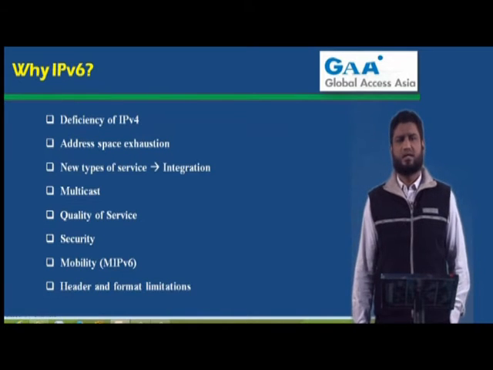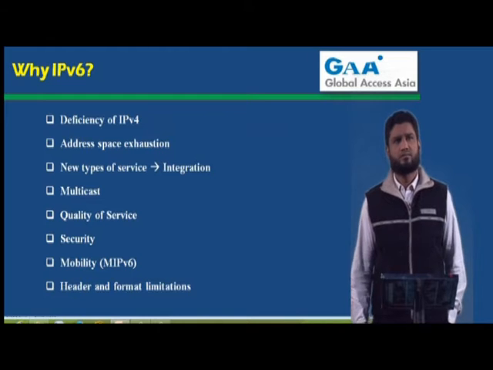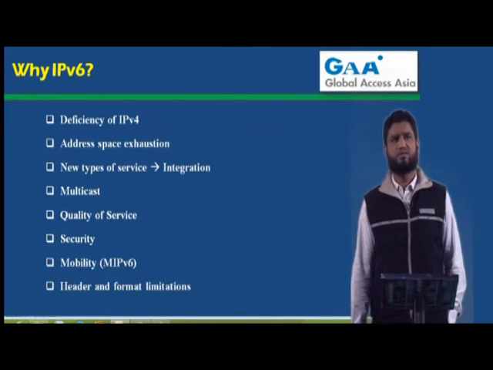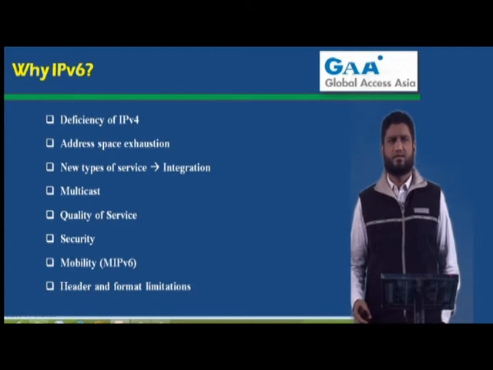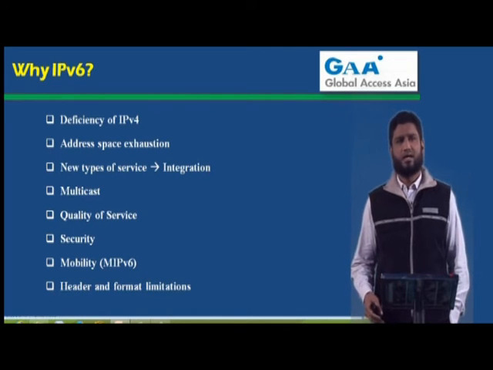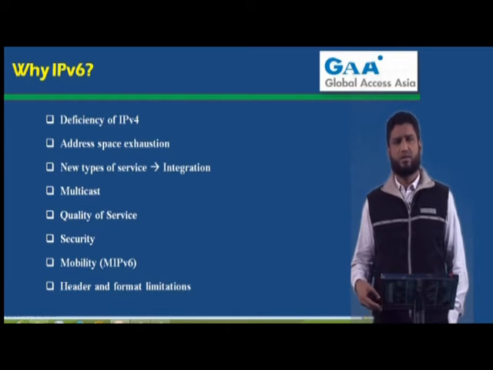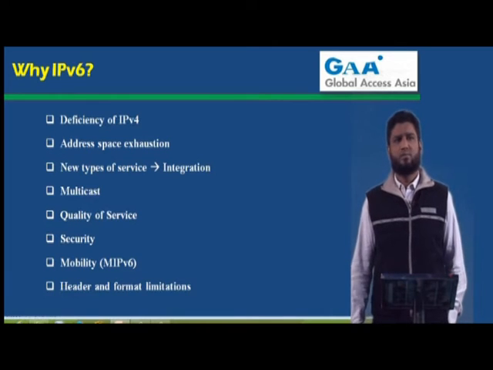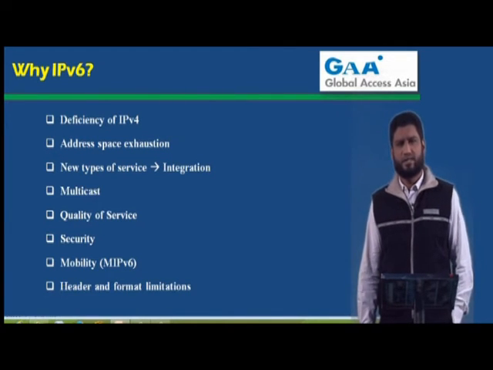Why IP version 6? As I said earlier, it is the extended version of IP version 4, and it is actually needed due to the deficiencies of IP version 4: address space exhaustion, new types of service integration, multicast, quality of service, and security, which is a very main concern, because it was needed to implement some security in IP version 6. So that's why it was implemented. We'll also see mobility and header and format limitations.